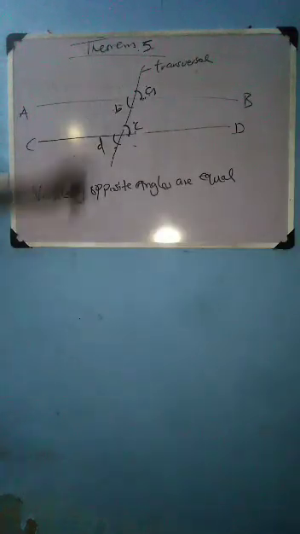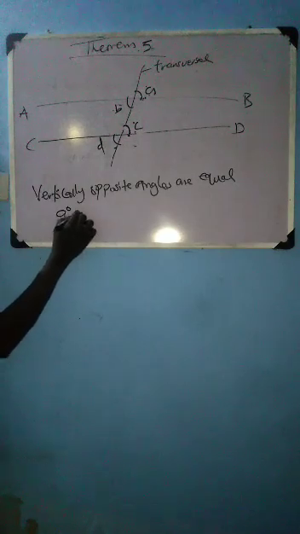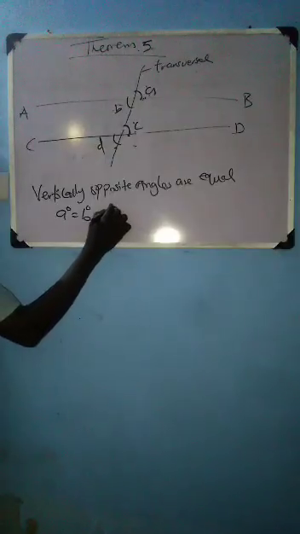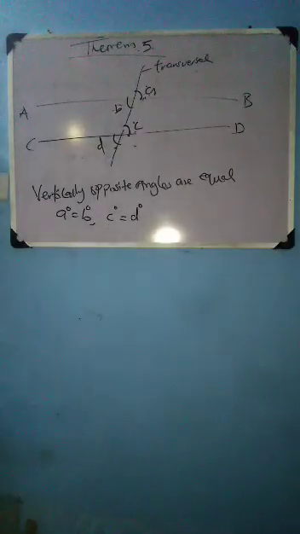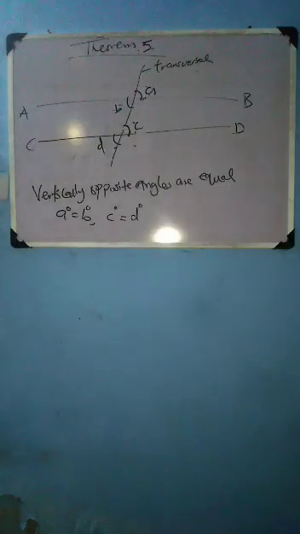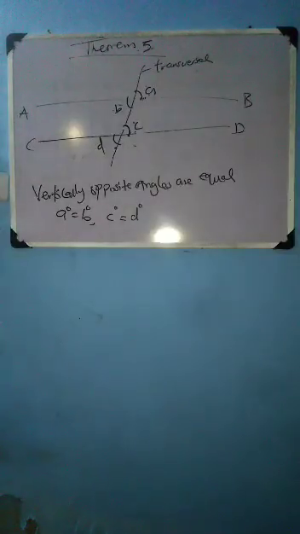Look at this. Vertically opposite angle. So angle A degrees is equal to angle B degrees. Also, angle C degrees is equal to angle D degrees. Vertically opposite angles are equal. So take it down. That is for theorem 5. Vertically opposite angles are equal. Take it down. Have you? Okay.